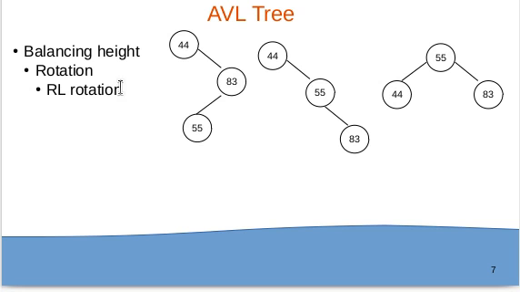Now RL rotation, that is R and L. In this case we have to rotate twice. The first intermediate step will be a right rotation. So 55 will be here and 83 will be here. So the intermediate step will be like this. And like RR rotation, now we can change it to this tree, that is 55 will be in the middle as root, 45 will be the left child, and 83 will be the right child.